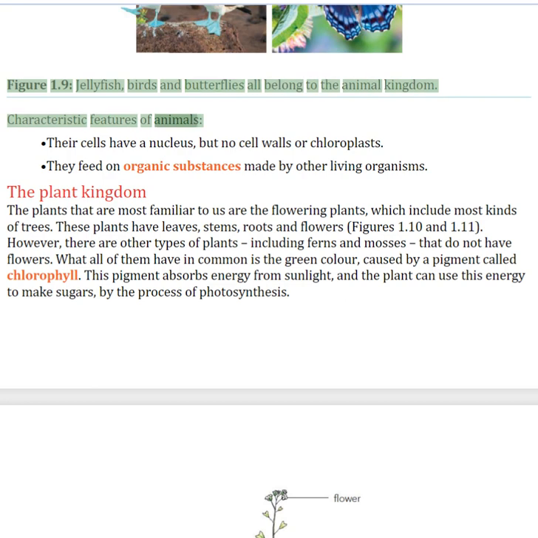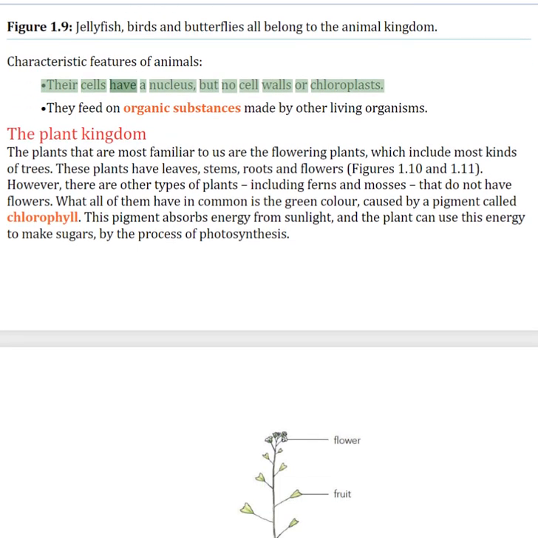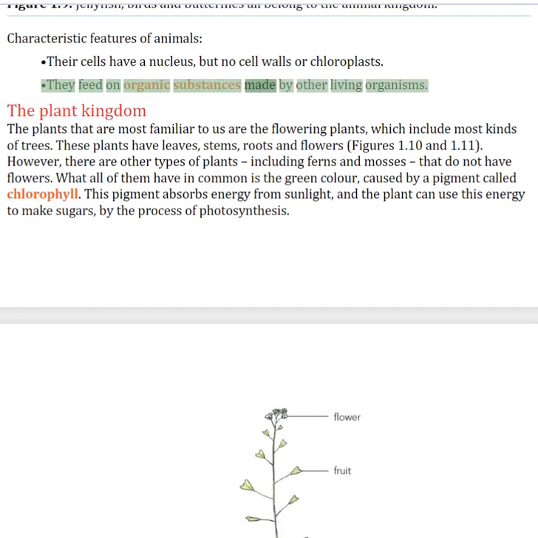Characteristic features of animals. Their cells have a nucleus, but no cell walls or chloroplasts. They feed on organic substances made by other living organisms.